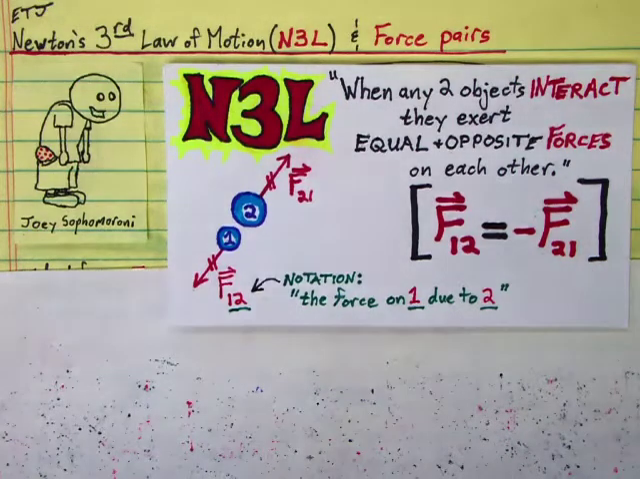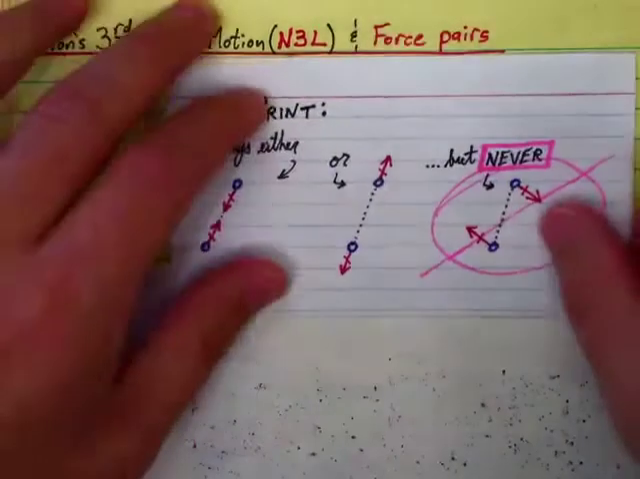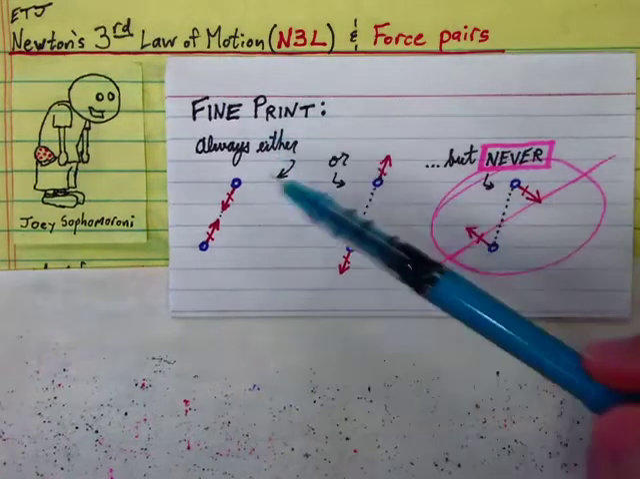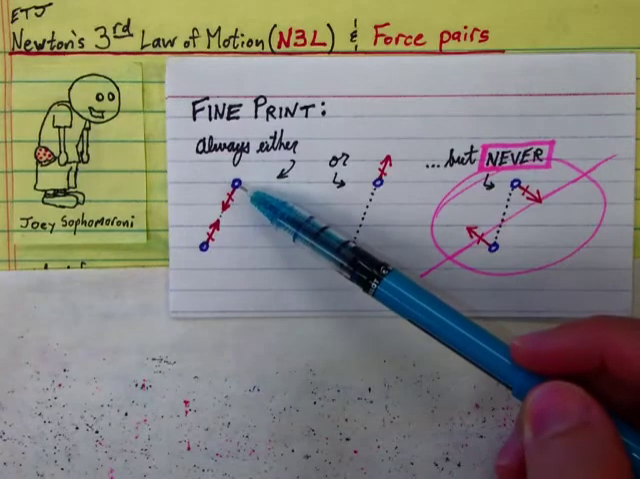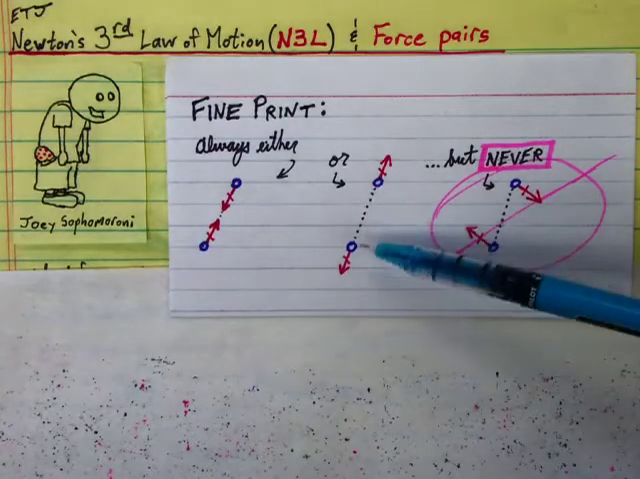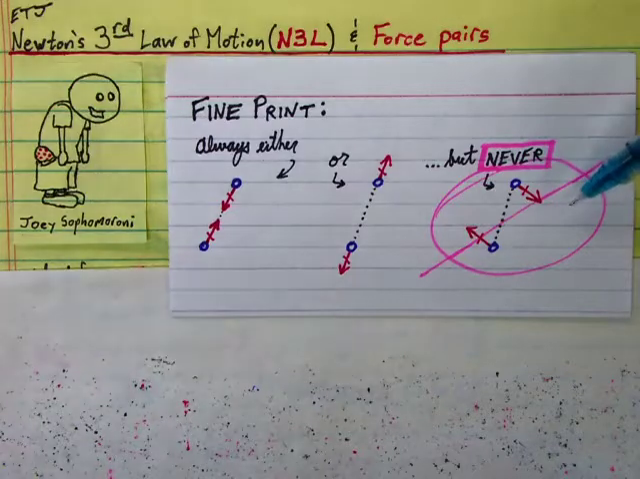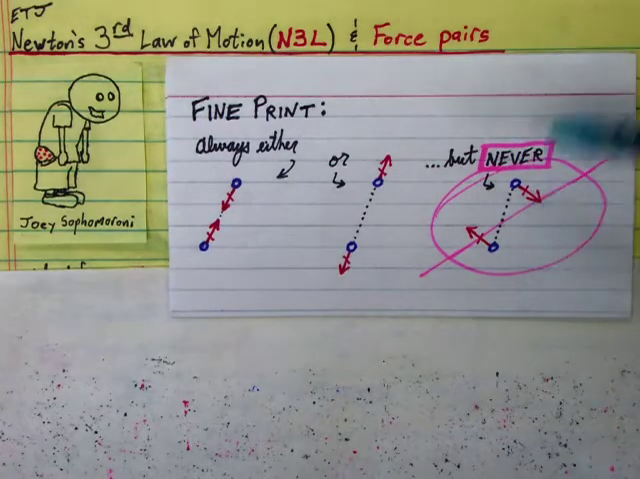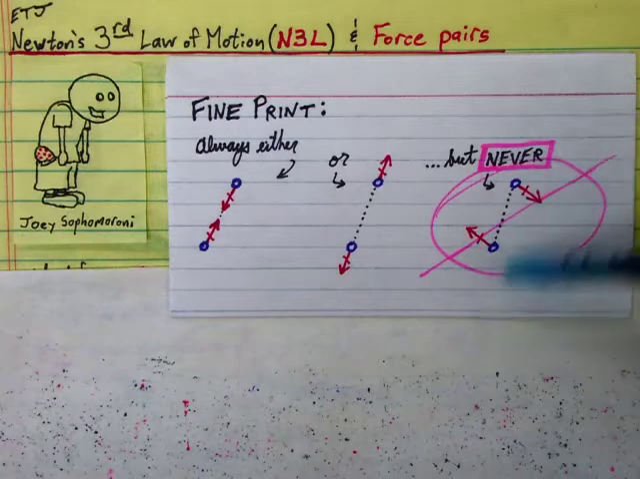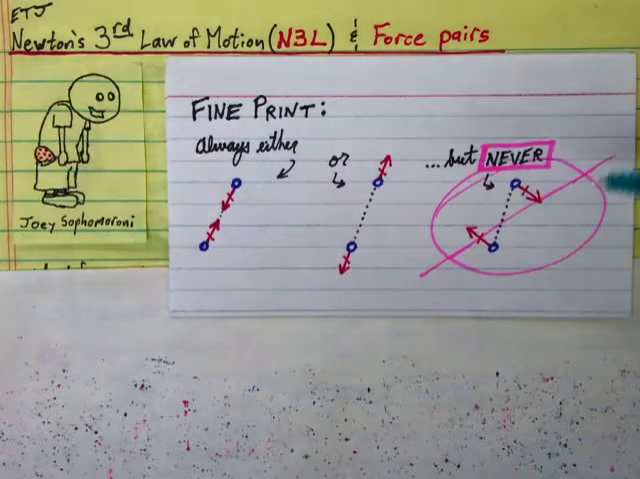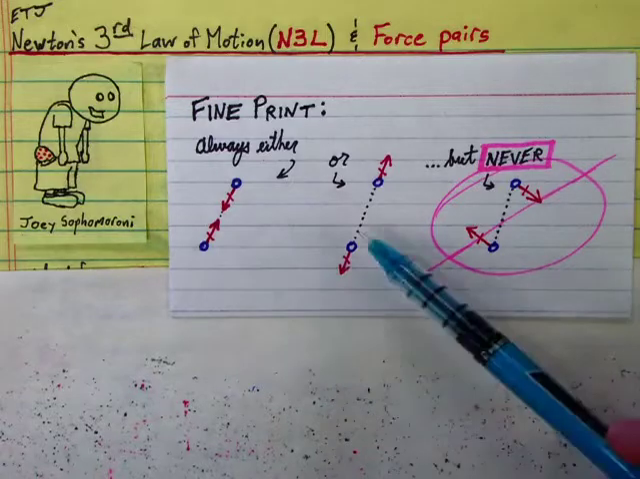Now, there's a bit of fine print here. Newton's third law also tells us this. Every interaction that we see in nature is always either this type or this type. Always the objects either pull each other directly together or push each other directly apart. We never see this sort of interaction in nature. These two forces are equal and opposite, but they're not directed along the line connecting the two objects. Newton's third law asserts that this is forbidden, apparently. Every interaction is always either this or this.